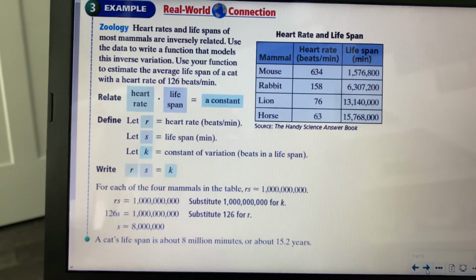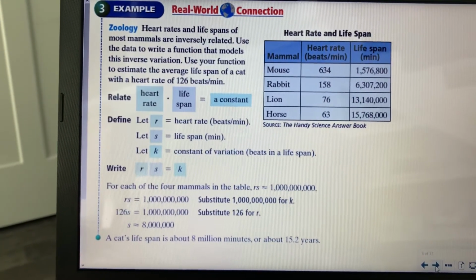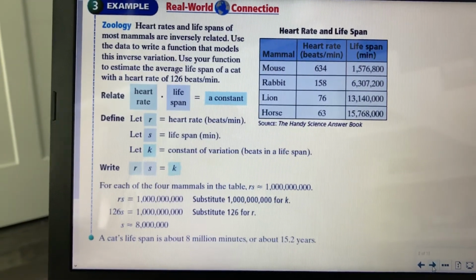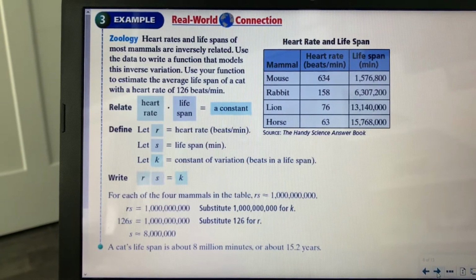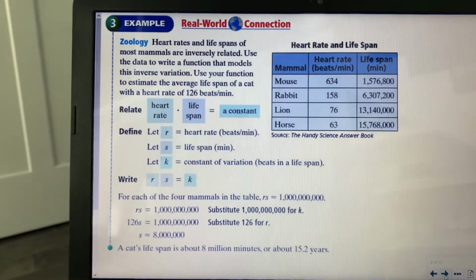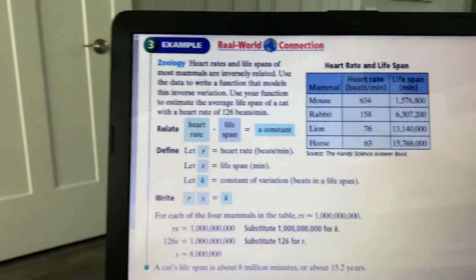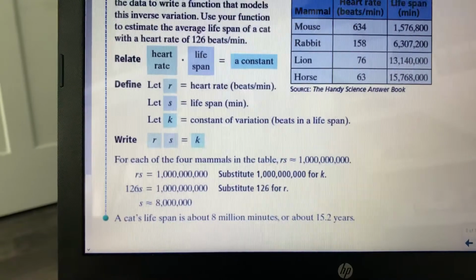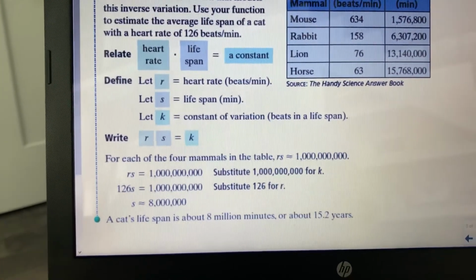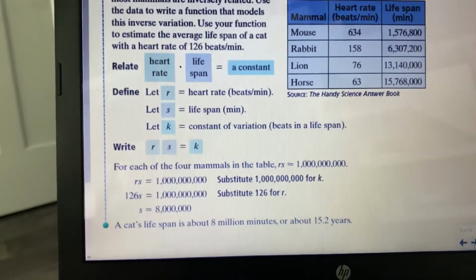And it goes down to the smallest heart rate, which is a horse, and its lifespan is 15,768,000. So you can see as the heart rate gets lower, the lifespan is getting higher. So that has to be an inverse relationship if there's a relationship. You can see over here with their equations, they let R be the heart rate, S be the lifespan, and R times S would be how you find your k value. So they multiply the x and y values from the tables together.